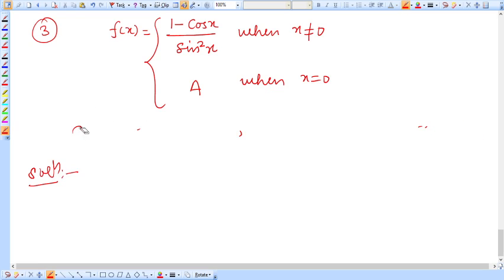f of x is equal to this much, right? ये आपका f of x है. Now we want to find out the value of a. Okay, so it is given that this function is continuous at x.